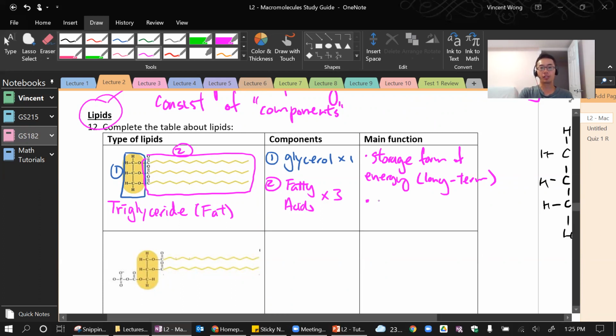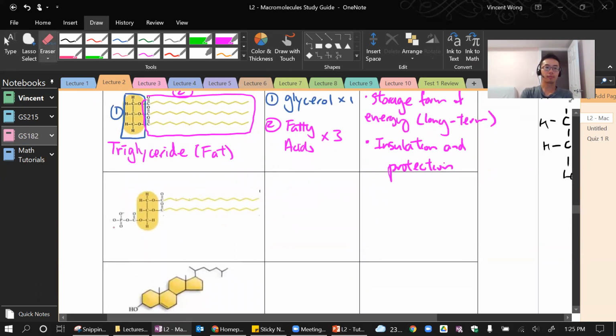Fat is also useful for insulation and protection. Often you will find fats around your major organs, and they will keep them warm. They will insulate them in winters. And protection, right? If you fall down, it's going to cushion them a little bit like bubble wrap. So that is a fat, triglyceride.